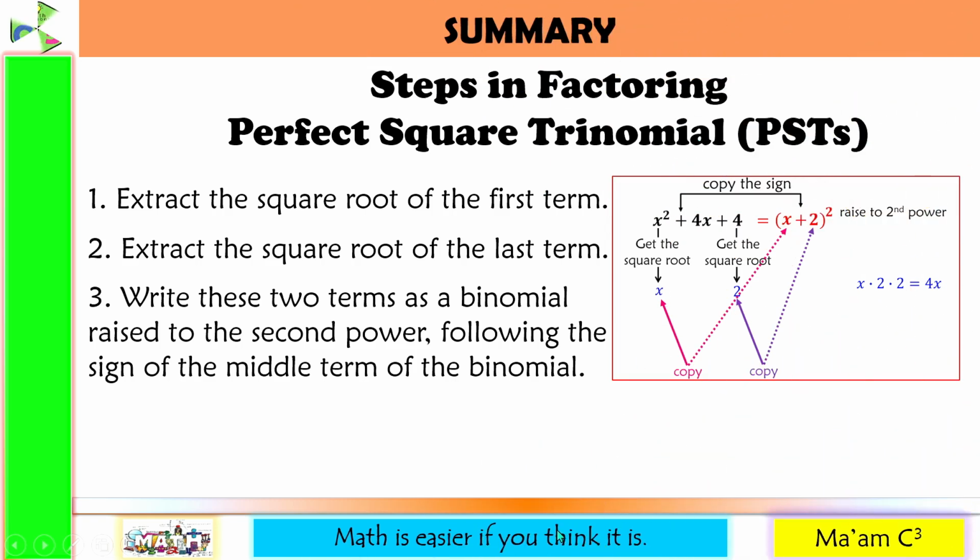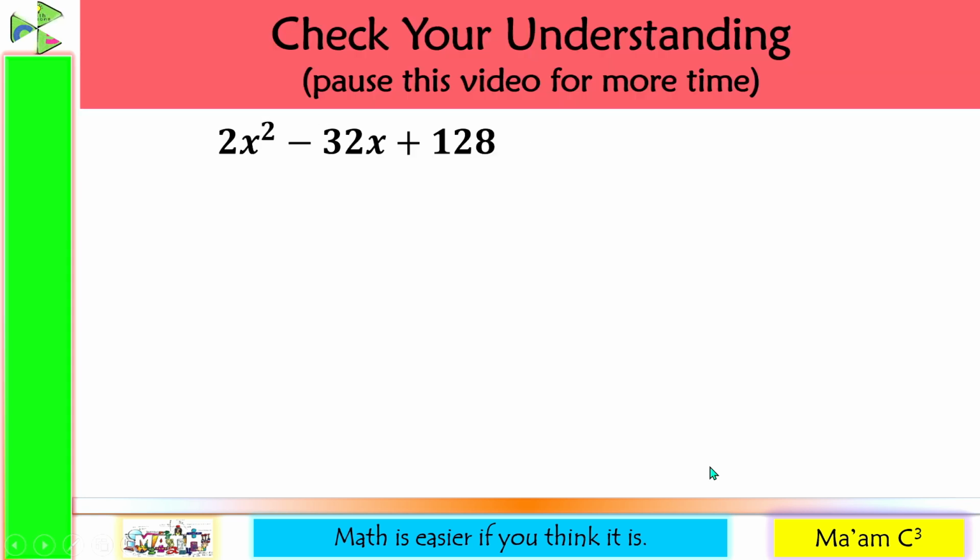For the summary, here are the steps in factoring a perfect square trinomial. But before doing this, make sure that it is a PST. It means that the product of the square roots of the first and the third term multiplied by 2 is the same as the middle term. And of course, if there is a greatest common factor, then you have to determine first the GCF before determining the factors of the PST. Now, it is time to check your understanding. Pause this video for more time.